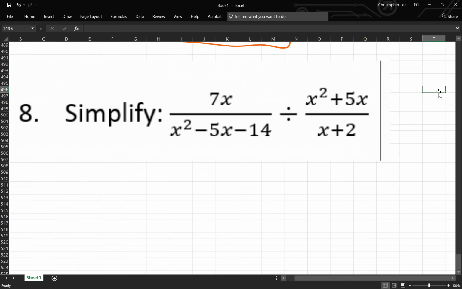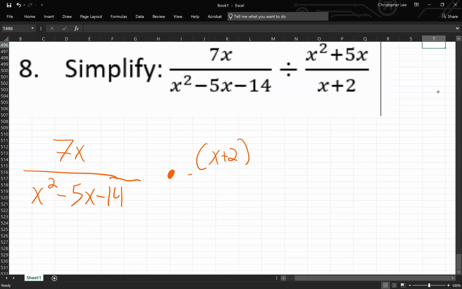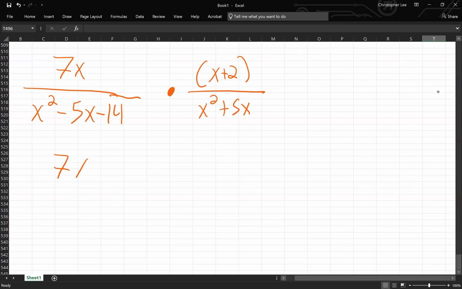Okay. So now what am I doing here? I'm dividing, keep change flip, right? Two fractions, right? So I got my 7x over x squared minus 5x minus 14. I'm going to change my division to multiplication. And then I want to flip my second term, right? This is going to become x plus 2 over x squared plus 5x. What should I do after that? Starts with an F. Factor, right? So I'm going to remain, I have the 7x up top here. But what about the bottom? What's that going to become?